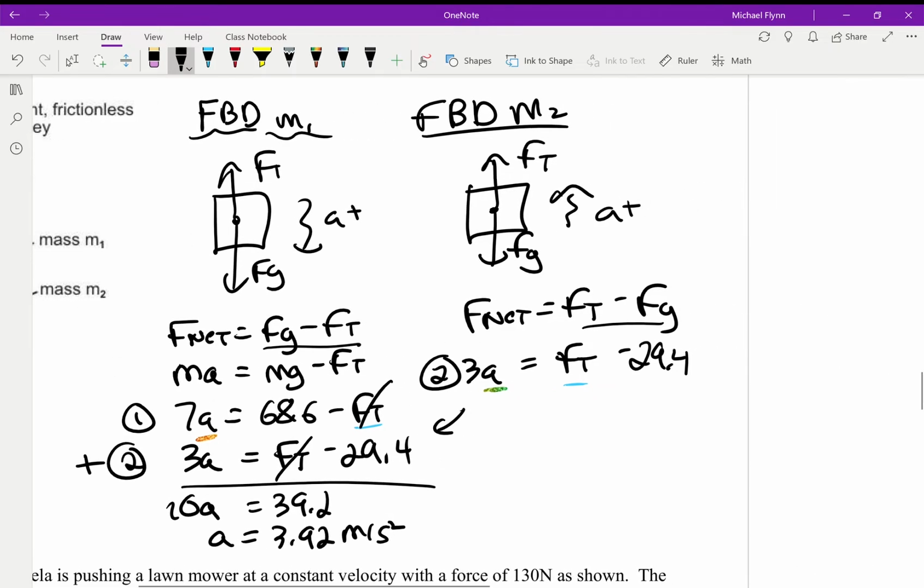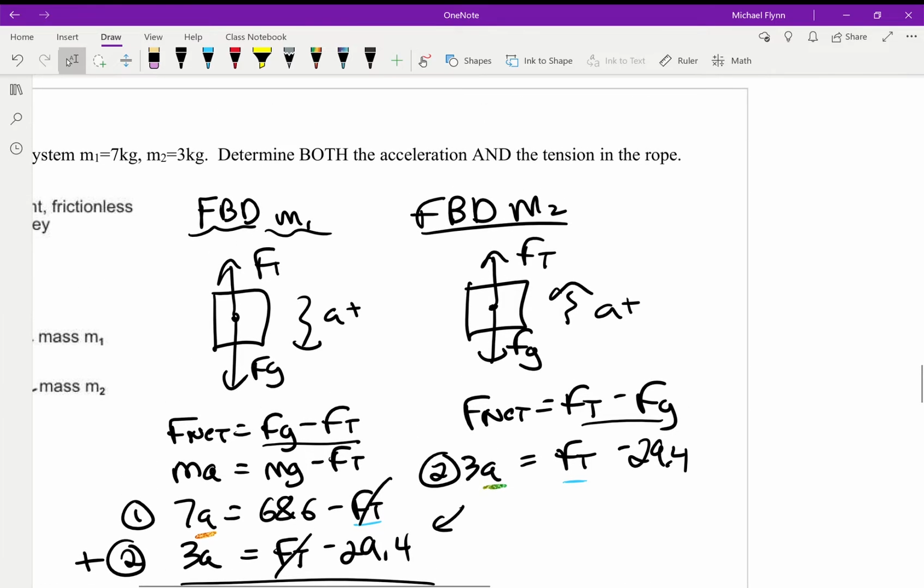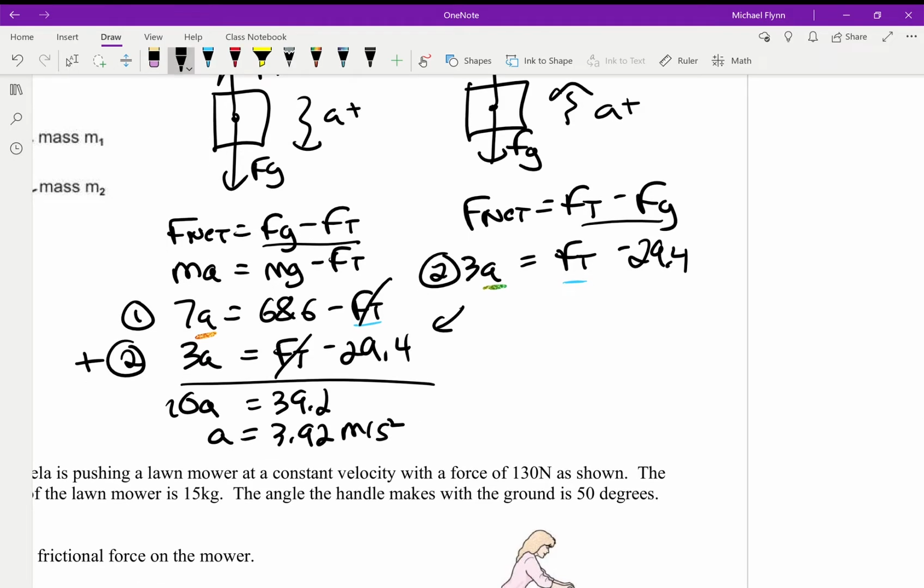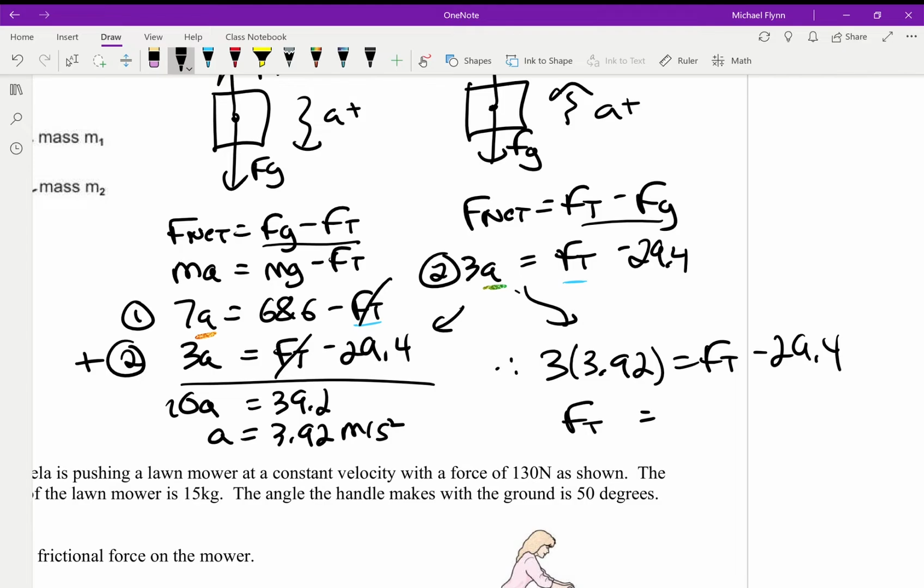Okay, so we did one of the questions, we found A, but the question is asking us for A and the force of tension. So now it's just substitution. 3 times 3.92, I'll just use equation number 2 here, equals Ft minus 29.4, and to make a long story short, I go 3 times that number, plus 29.4, 41.16 newtons. Piece of cake.